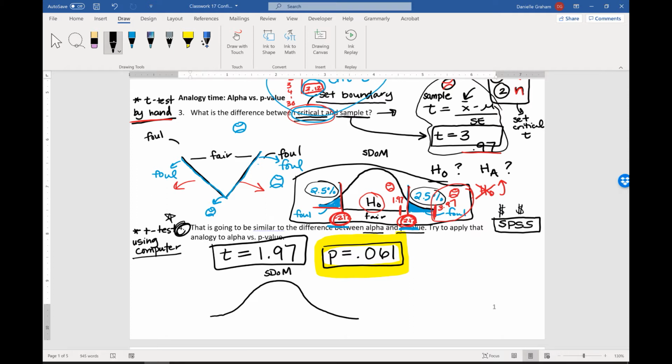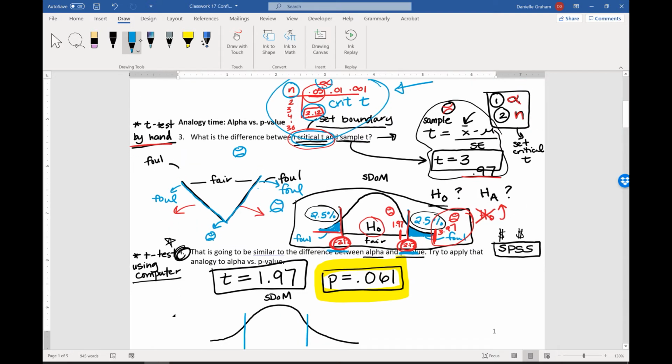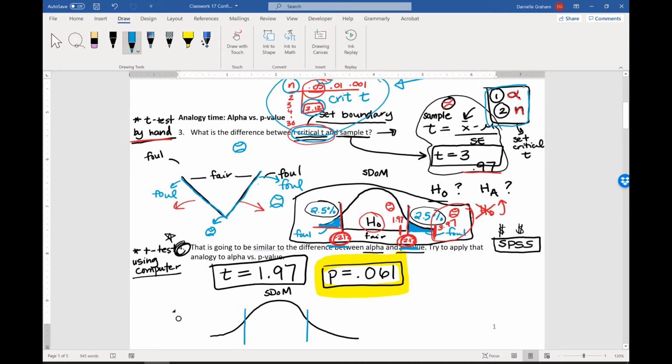We're still going to have some imaginary boundaries set, just for consistency's sake. Let's set our boundaries. The boundaries are set ahead of time. And these boundaries, again, they're still based on these two things, alpha and sample size.